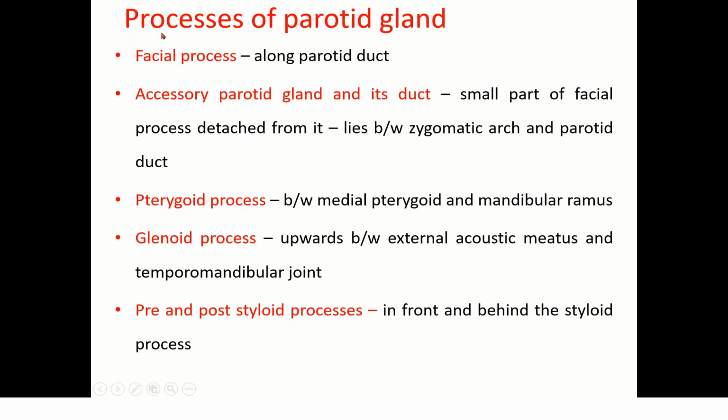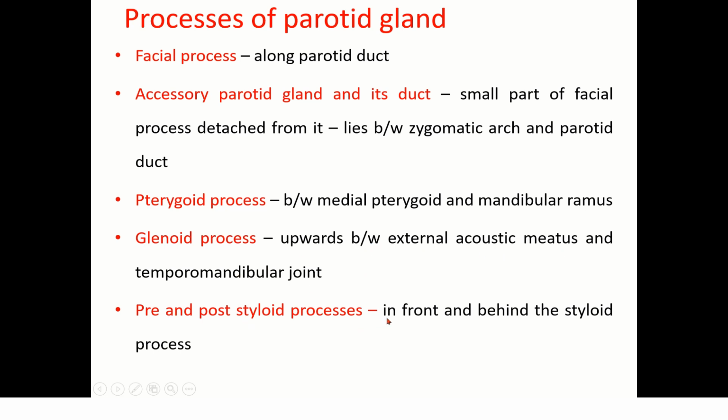So now a few processes of the parotid gland, that means the parotid gland extends into nearby regions like processes. One is the facial process along the parotid duct. The other one will be the accessory parotid gland and its duct. When we were dealing with the relations of the anterior border, I showed you the accessory parotid gland and its duct. It's a small part of the facial process detached from it, lying between the zygomatic arch and the parotid duct. Pterygoid process is between the medial pterygoid muscle and mandibular ramus. Glenoid process passes upwards between the external acoustic meatus and the temporomandibular joint.